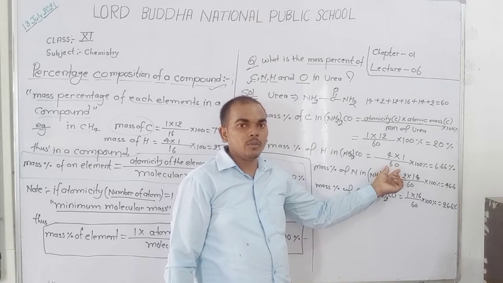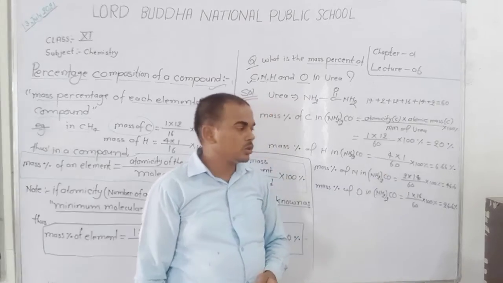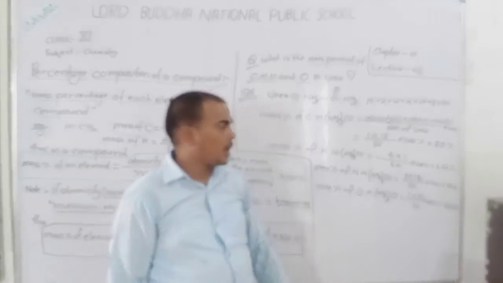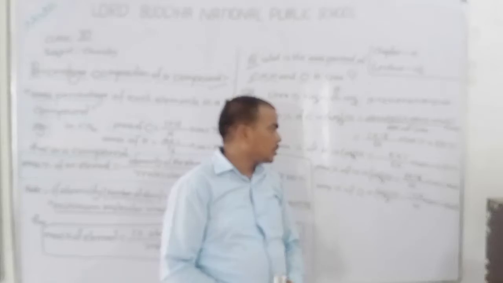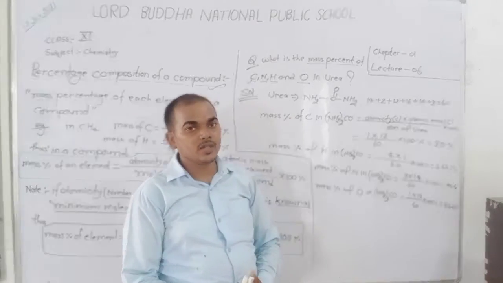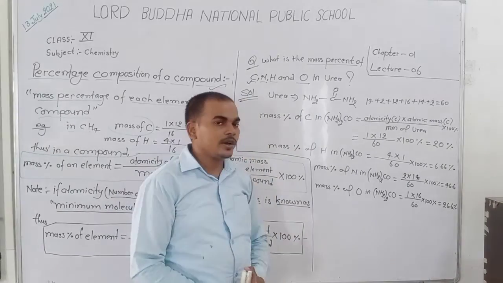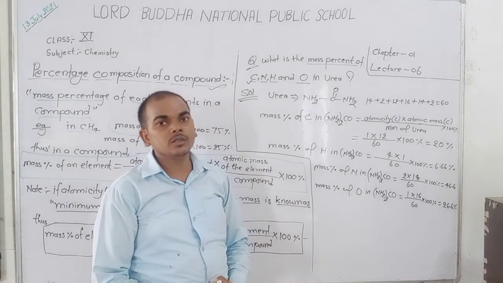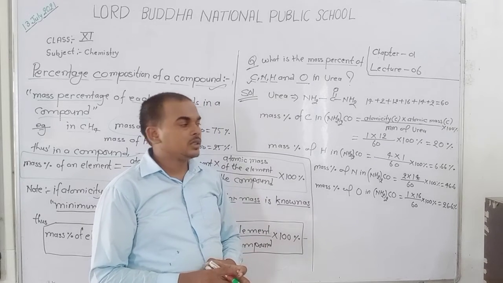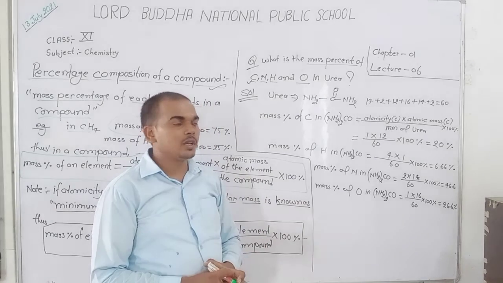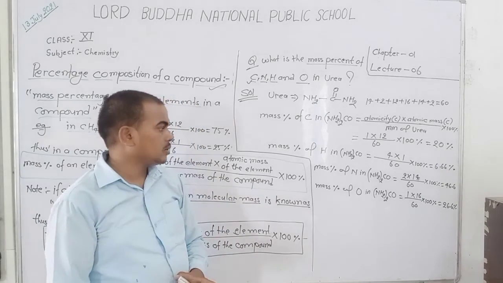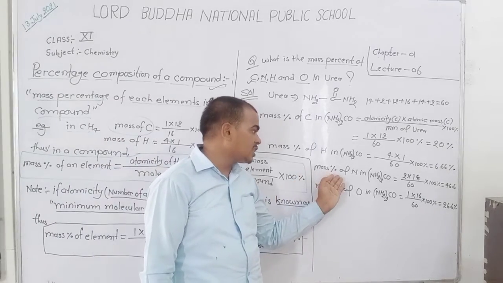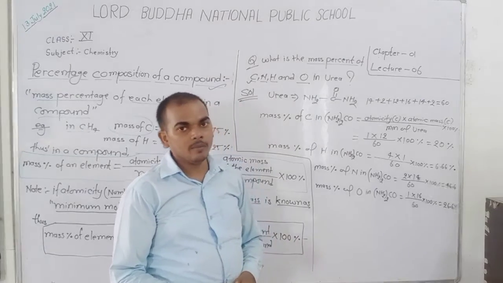Here the molecular mass of urea, you know, is 60. So write here 60 and multiply by 100. You obtain 6.66% of hydrogen. Dear student, it means in urea 6.66% of hydrogen is present.